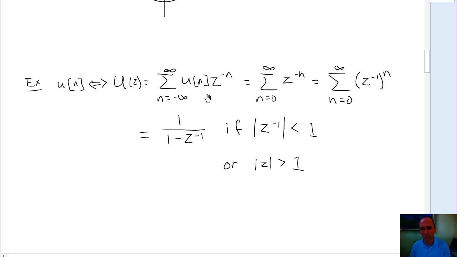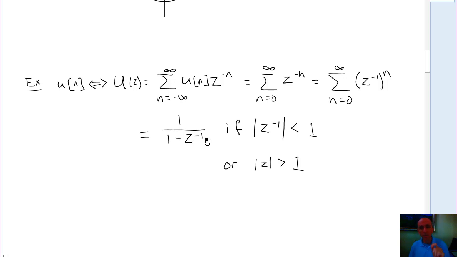The summation can start at 0, and for all positive values, u of n is equal to 1, so we're not going to write it. So we have the summation, n goes from 0 to infinity of z to the minus n. Writing this explicitly, this is a summation starting at 0, ending at infinity of something elevated to the power of n. Now we know what this is from our experience before. This is going to be 1 over 1 minus whatever is elevated to the power of n, in this case z to the minus 1.